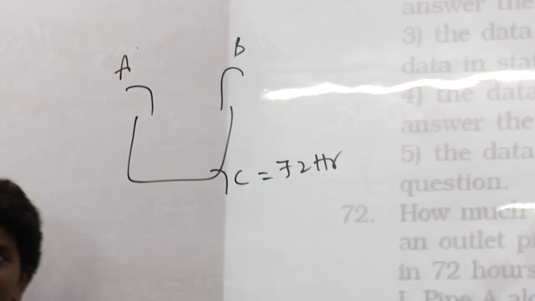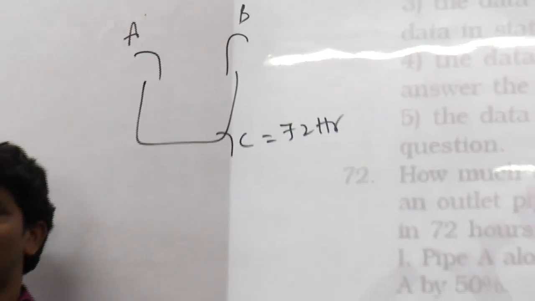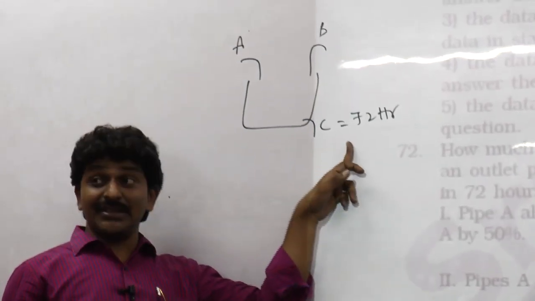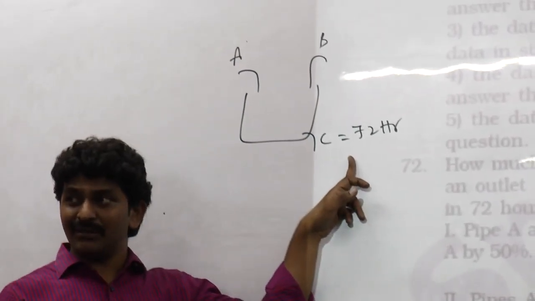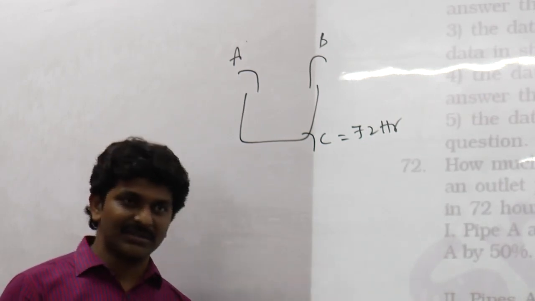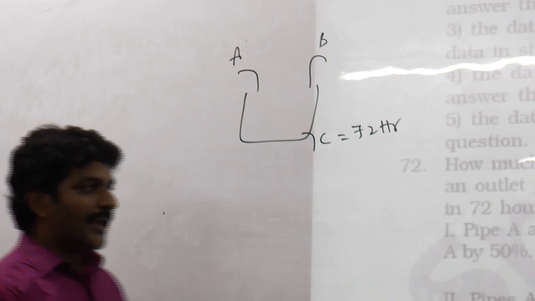Yes. Using this information, you can calculate 1 hour work of A and B. And using this, you can calculate 1 hour work of C. That will give you 1 hour work of A, B, C together. From that, you can get your answer. A and B takes 14 by 5 hours. That is 72 by 5 hours. 1 hour work is 5 by 72.